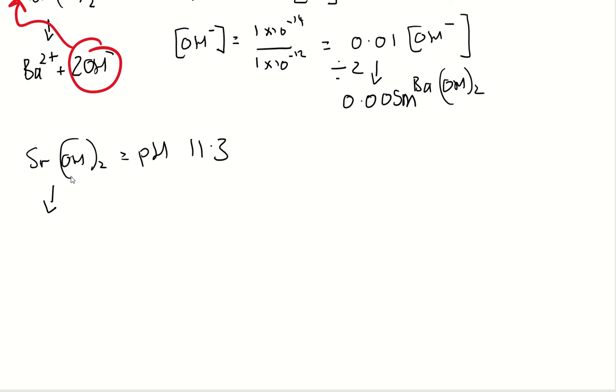Okay, so the concentration of the strontium hydroxide in this instance comes out at 0.001 moles per decimeter cubed. Sometimes, if you round slightly differently, it comes out at that. So either of those answers would indeed be fine.